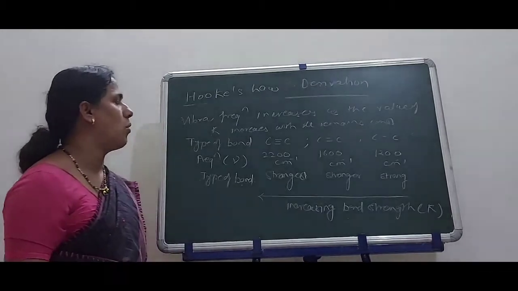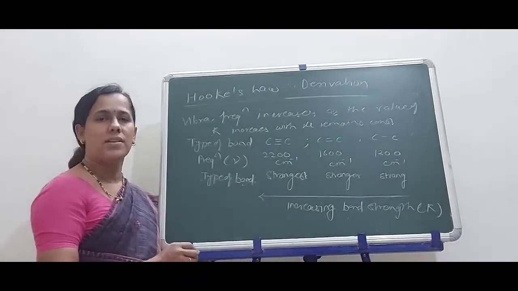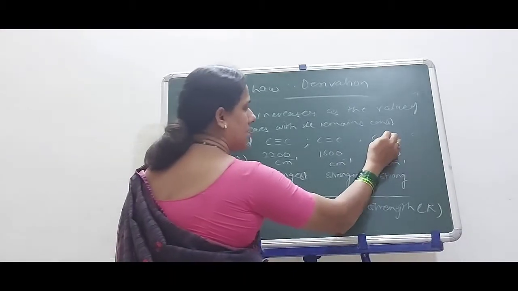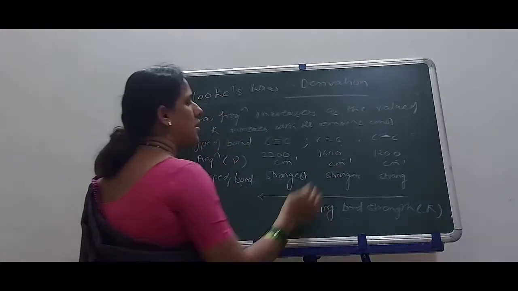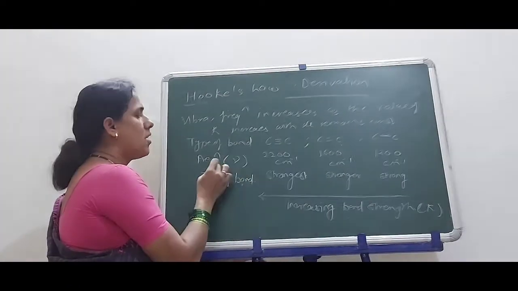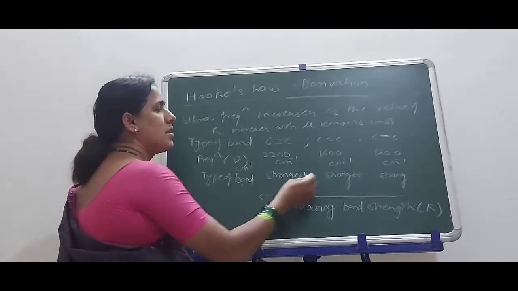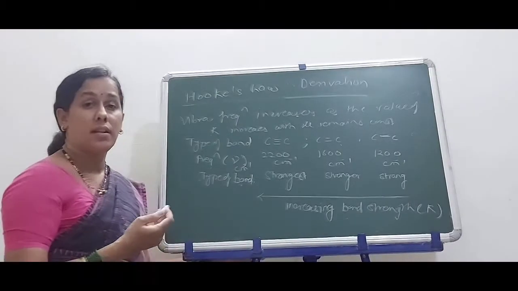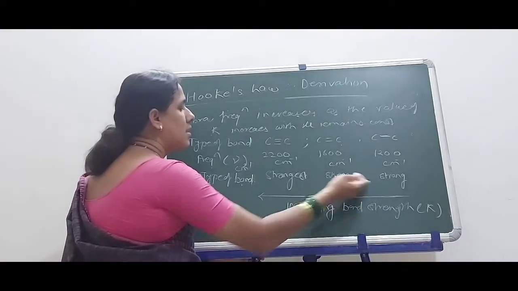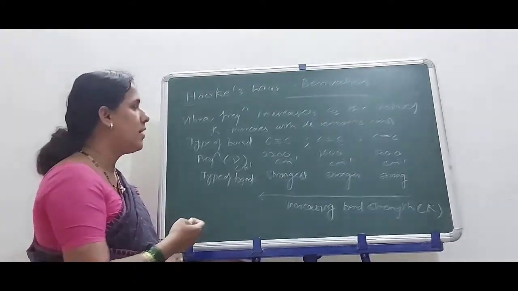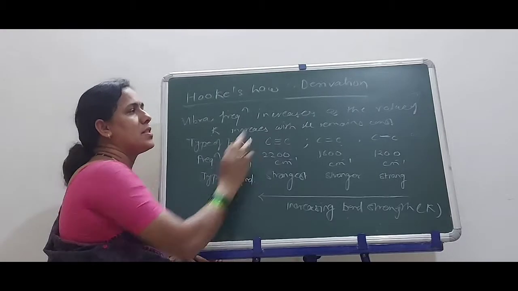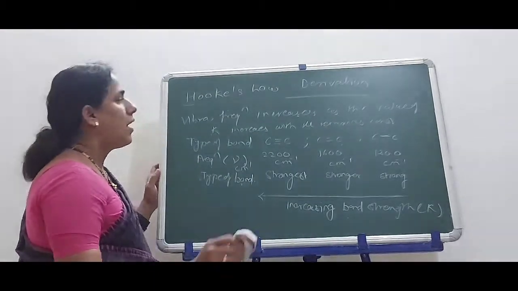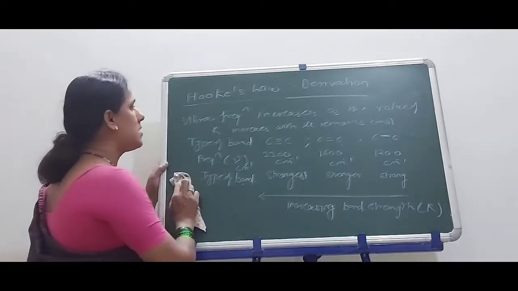Now consider the bonds between carbon and carbon: single bond, double bond, triple bond, with frequency nu in centimeter inverse as 1200, 1600 and 2200, that is our increasing one. Therefore the bond strength is increasing from right to left. This suggests that the vibrational frequency increases with increasing value of K, as reduced mass mu remains constant.